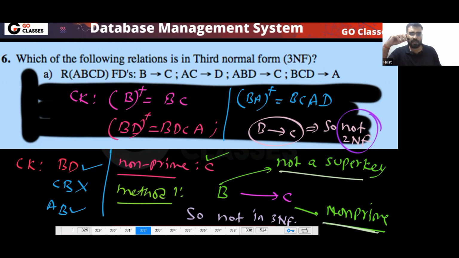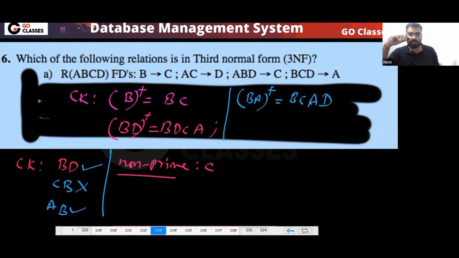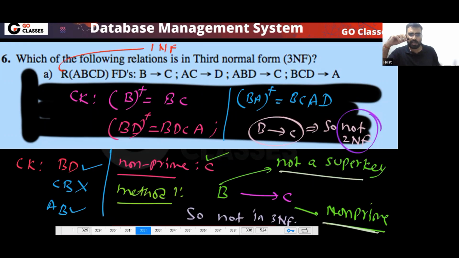What about 1NF? So this is in first normal form. That will always happen. Okay, so this is the idea.